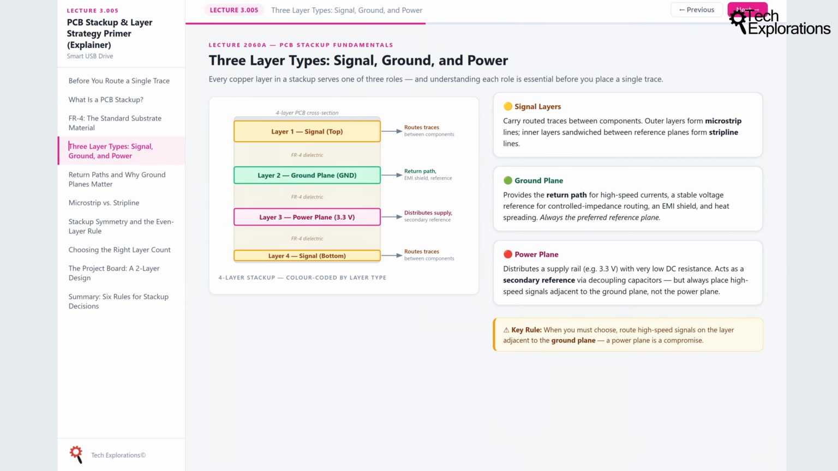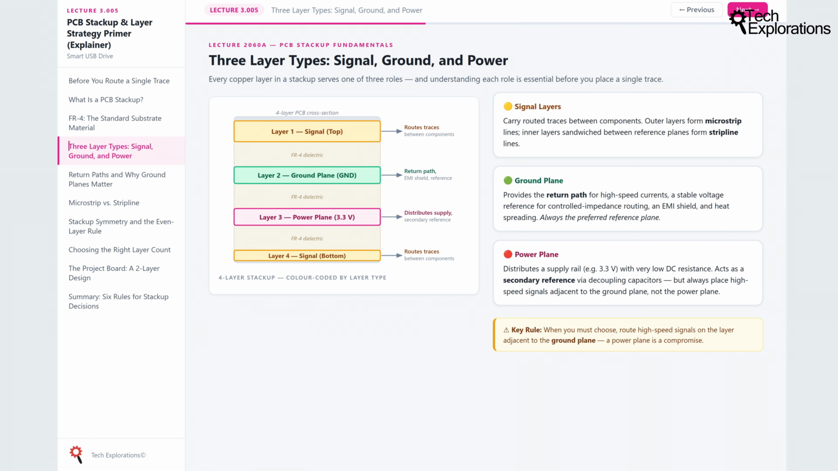Every copper layer in a stackup serves one of three roles: signal layer, ground plane, or power plane. Signal layers carry routed traces between components. On the outer surfaces of the board, which are the top and bottom layers, they form what are called microstrip transmission lines. On inner layers, sandwiched between two reference planes, they form stripline transmission lines. We'll come back to that distinction shortly.